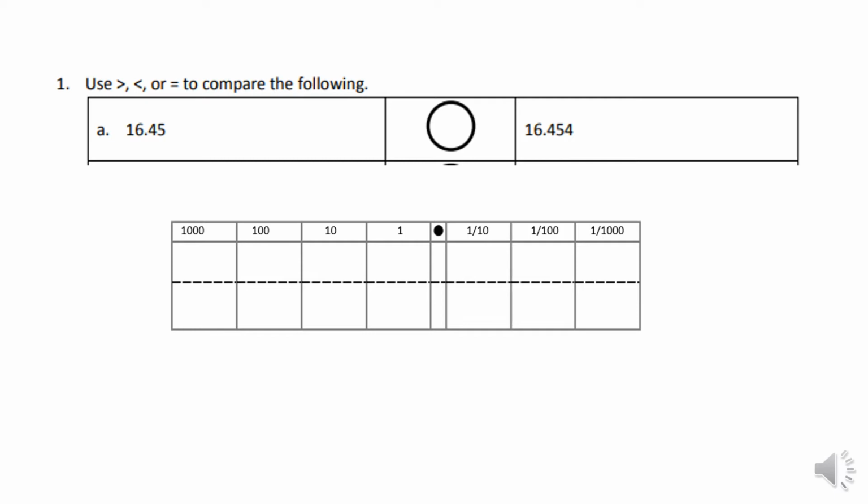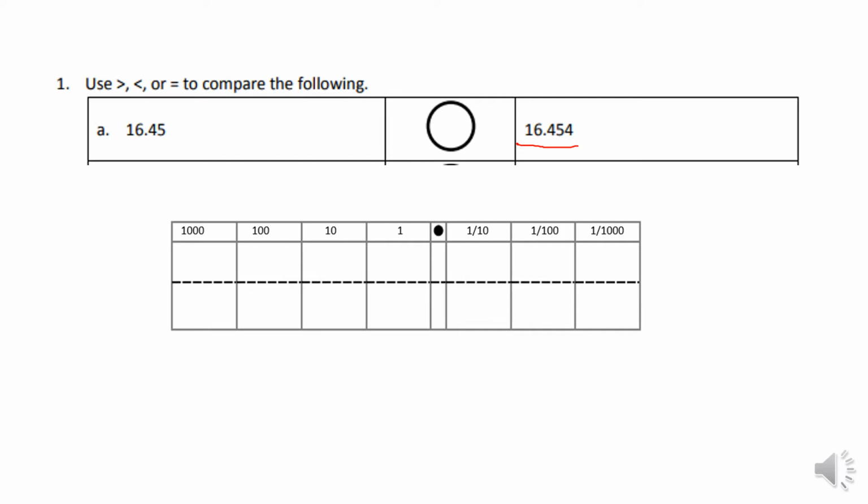The first one says use greater than, less than, or equal to compare the following. And A shows 16 and 45 hundredths, and we're comparing 16 and 454 thousandths. Now, the biggest misconception for most students is that this number has more digits, so it has to be the larger number. When you're working with decimals, that does not always apply, and it is definitely not true.